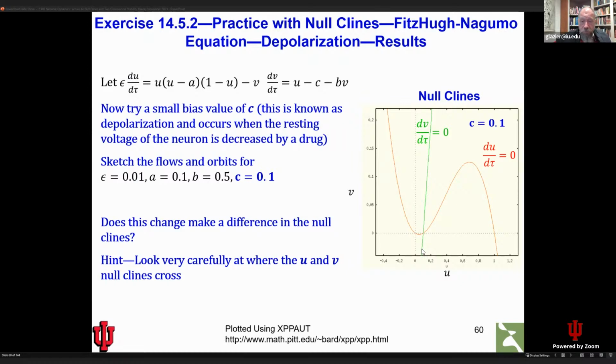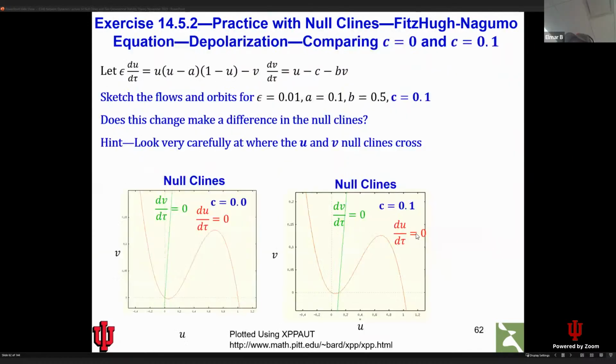Anybody? Not much. Not much, but you're not on the deepest point. So look very carefully at this crossing. Notice that before it crossed on the left-hand side of that minimum, and now it's crossing on the right-hand side of the minimum.